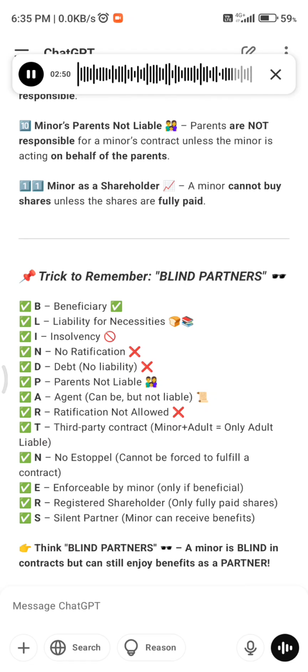P. Partnership. A. Third-party contract: minor plus adult equals only adult liable. R. No estoppel, cannot be forced to fulfill a contract. T. Enforceable by minor only if beneficial; registered shareholder only with fully paid shares. Silent partner, minor can receive benefits. Think blind partners. A minor is blind in contracts but can still enjoy benefits as a partner.